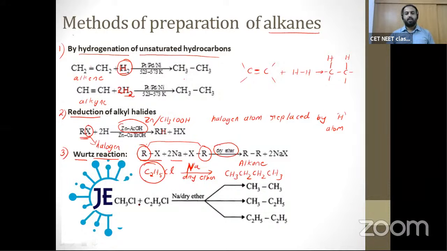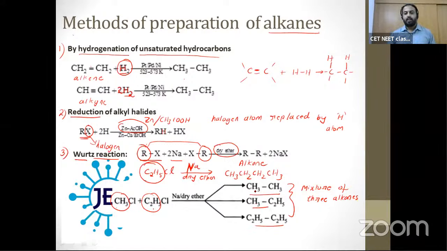Next, what if you take a mixture of haloalkanes? Instead of taking the same haloalkane, if you have a mixture of 2 different types of haloalkanes, see what happens. You get a mixture of 3 alkanes. So how do you get these products? Again, CH3CH3 gives you ethane. C2H5 twice gives you butane. Then you can have one more combination, C2H5CH3, that is propane.